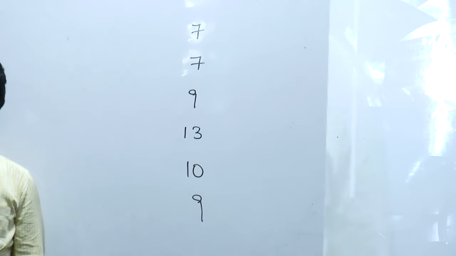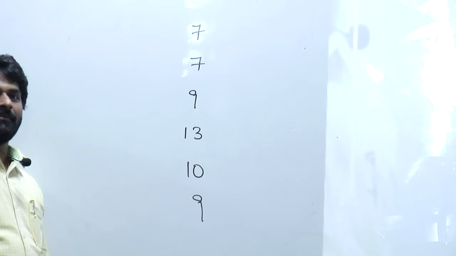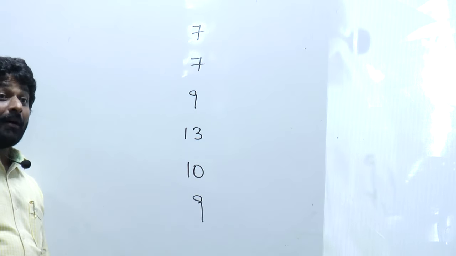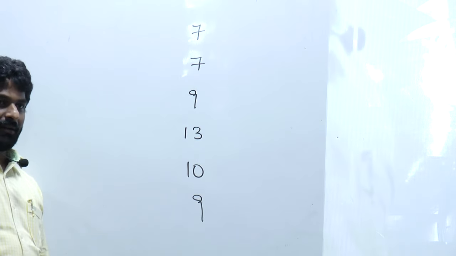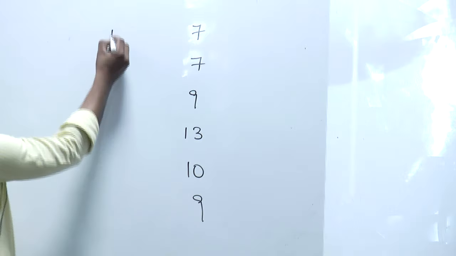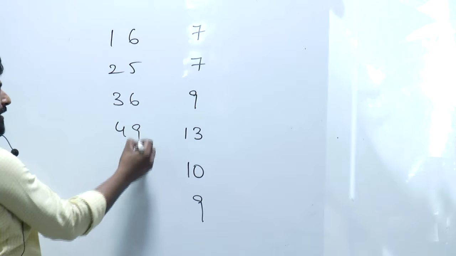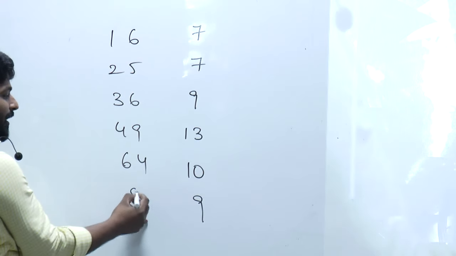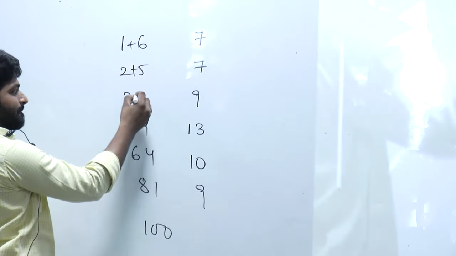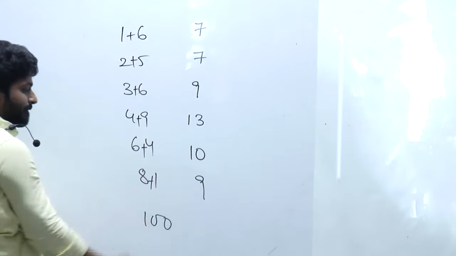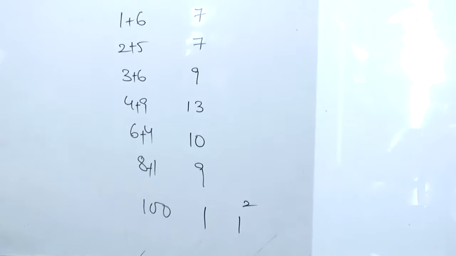4, 9, hold. What is first 2-digit square? Next. You should get your logic now. 16, 25, 36, 49, 64, 81, 100. Sum of these two numbers. 1 square answer. 1 is your answer.